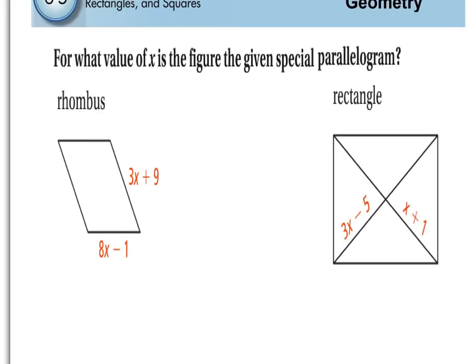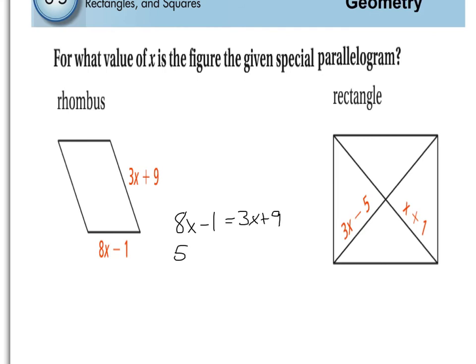Okay. Examples 3 and 4 here. It says for what value of x is the figure the given special parallelogram. So this time they're telling you it is a rhombus, and we want to know for what value of x it would be a rhombus. So as you look at this, again, on a rhombus, you know that all the sides are congruent to each other. So when I set this up, it's going to be 8x minus 1 equals 3x plus 9.